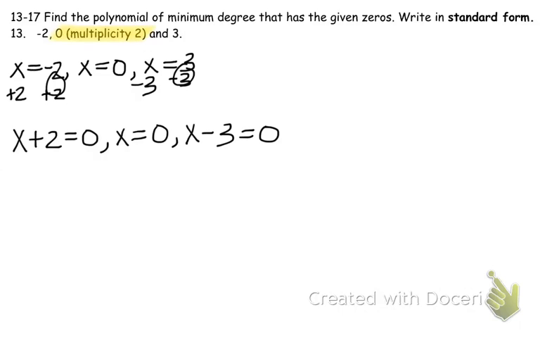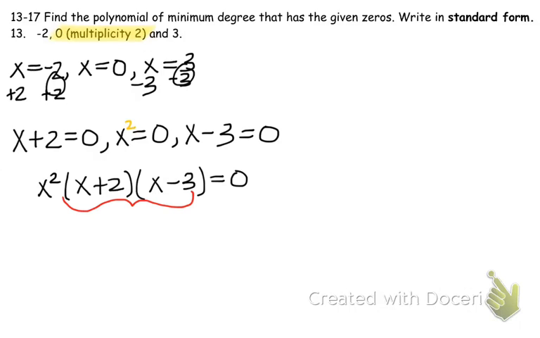But we do have one key point, that 0 has a multiplicity of 2. So that means that it's raised to the second power. So at the zero of 0, that is raised to the second power. So let's write these all in our factored form. So our x squared will go out front, then x plus 2, then x minus 3, and set that whole equation equal to 0. I'm going to start by multiplying x plus 2 times x minus 3.